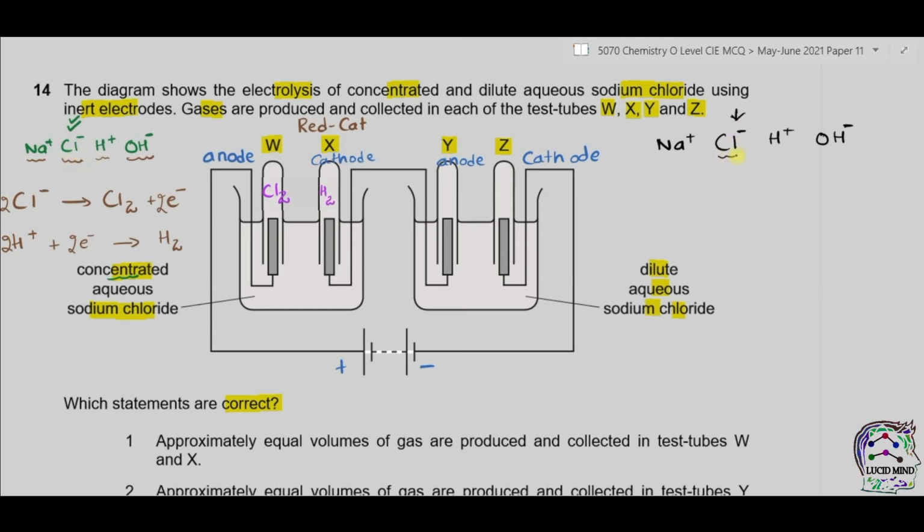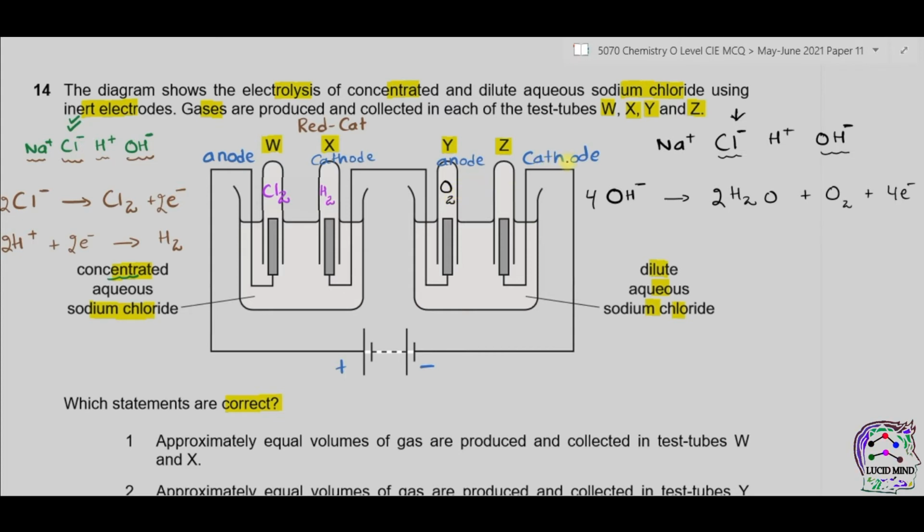Again, anions will move towards anode. Among Cl negative and OH negative, OH negative are discharged first. It will form water, oxygen along with the loss of 4 electrons. Now we can balance this equation by writing 4 with OH, 2 with H2O. This is the reaction at anode and oxygen is produced.